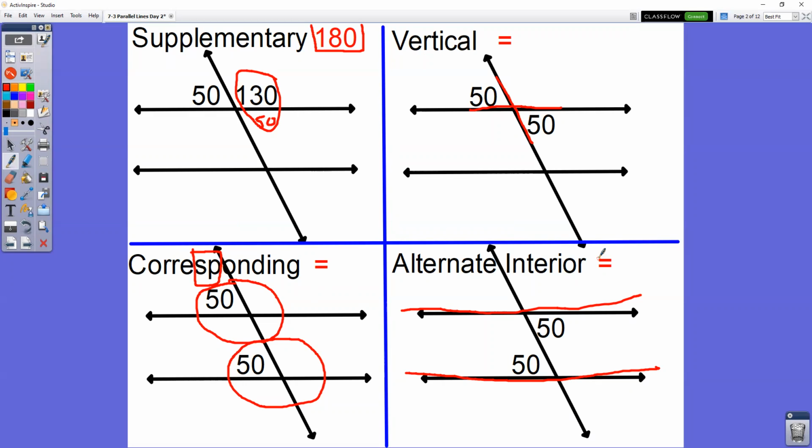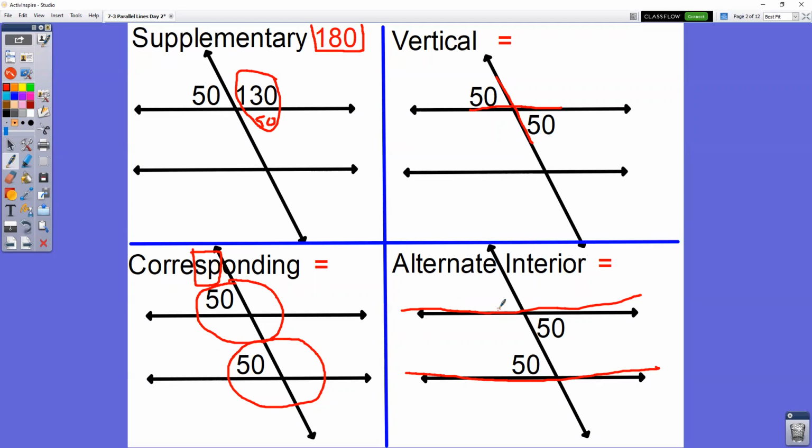When you go to set up your equations, you have to make a decision. You have to decide whether they are equal to each other or whether they add up to 180. The only kind that will add up to 180 is when they are supplementary angles. Otherwise, if you have vertical angles, they're always equal to each other. Corresponding angles, they're always equal to each other. Alternate interior angles, they're always equal to each other.